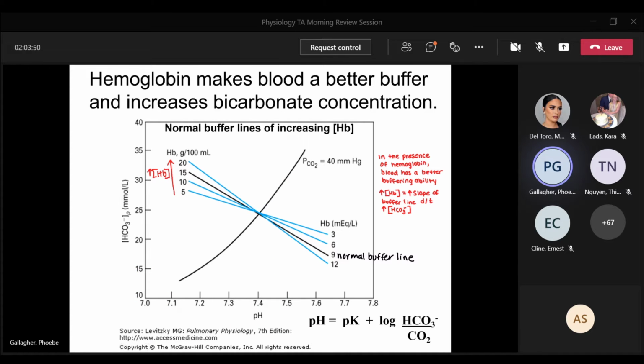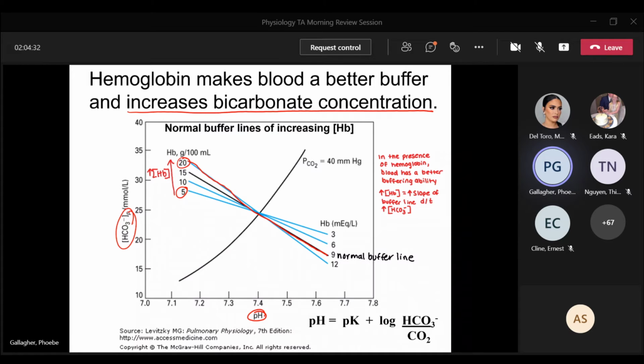So this is showing you the same kind of concept, but now we're looking at it from hemoglobin. Hemoglobin is actually going to make your bicarbonate buffer work better by increasing your bicarbonate concentration. So you'll see here that as your bicarbonate concentration increases, so it starts off at 5 and then goes up to 20, your line is going to be steeper. This is the same values as before from the Davenport diagram. You have your pH on the x-axis and your bicarb concentration on the y-axis. So it's the same idea.